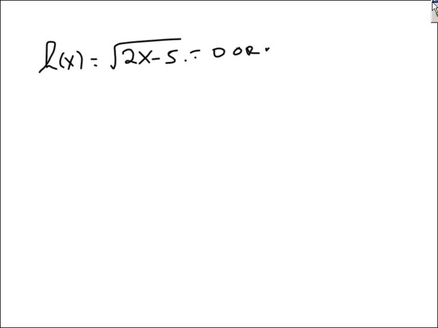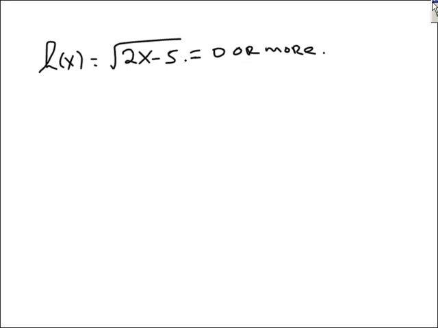Okay, how about h of x is equal to the square root of 2x minus 5. Now, we know that when you take the square root of something, you get 0 or more. You cannot take the square root of something and get a negative number.